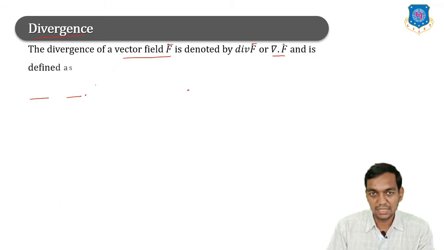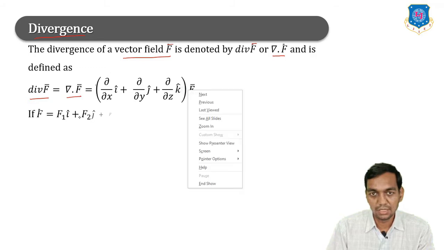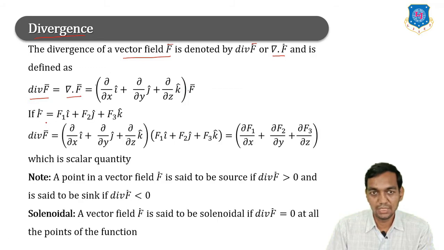Here we have a dot product with f bar, where f bar is given by f1 i, f2 j, f3 k. Then divergence is del/del x of i plus del/del y of j plus del/del z of k, dotted with f1 i, f2 j, f3 k. By the definition of dot product, the corresponding elements are multiplied, and you will get del f1/del x, plus del f2/del y, plus del f3/del z, which is a scalar quantity.